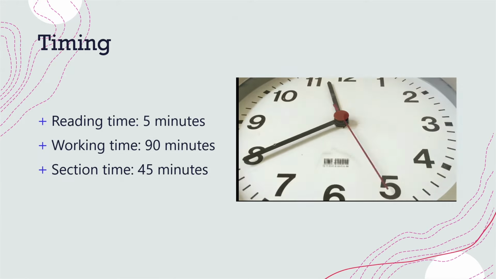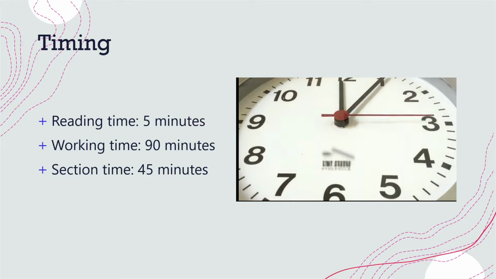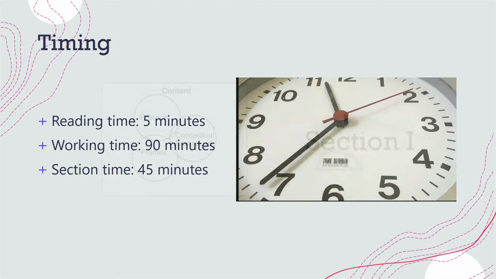The timing of the Visual Arts HSC exam is very important. You will have 5 minutes reading time, during which you should familiarise yourself with the questions and the example artworks. You will have 90 minutes working time. Each section should be completed within 45 minutes.